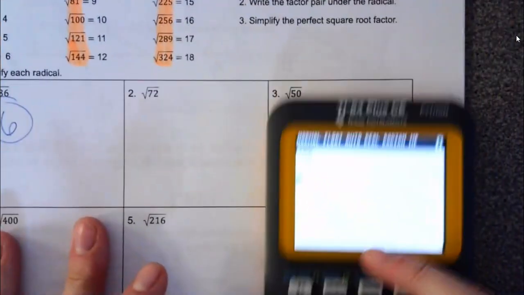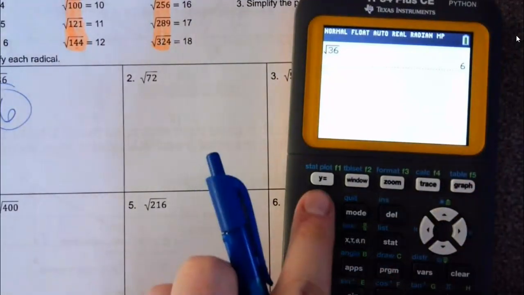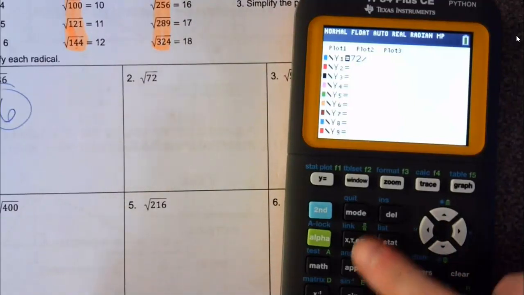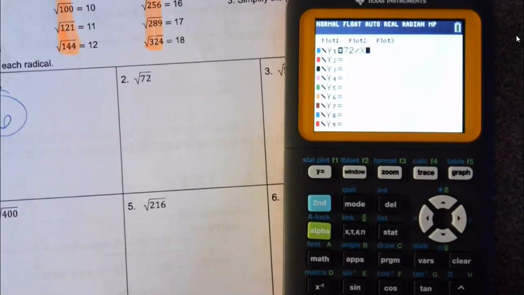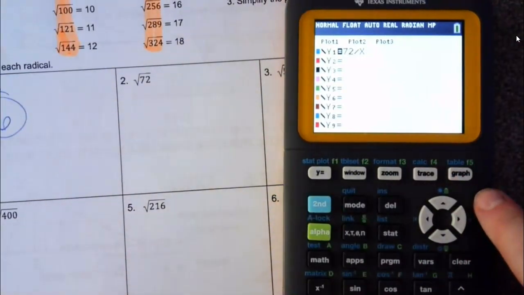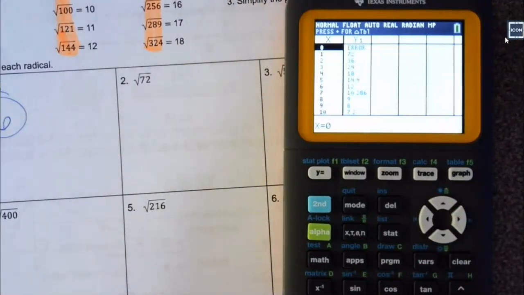So what we're going to do, which we have done in the past, but it's the same process, nothing really new today. But y equals, so there it is. And then you're going to type 72 divided by, and then x is next to the alpha button. So again, it's just the number. It's not the square root of 72 divided by x. It's just 72 divided by x. Then you're going to go to the table. So you're going to click second graph. And then you're on the table.